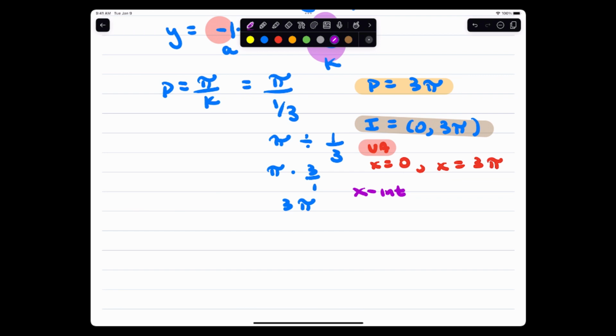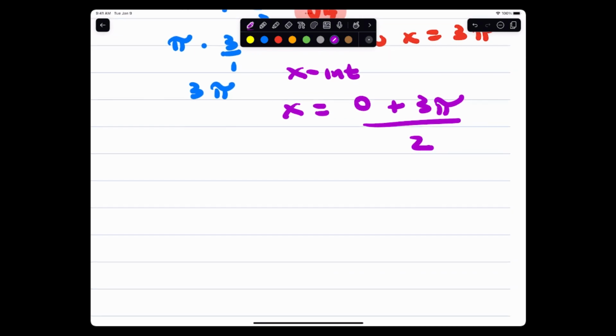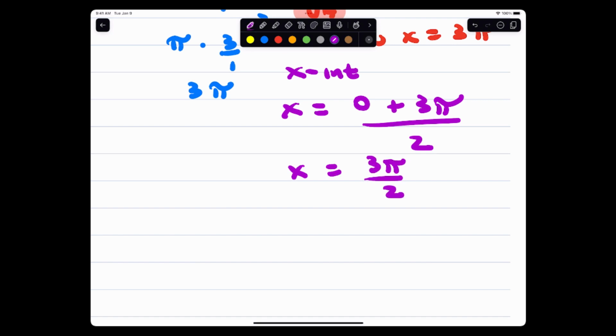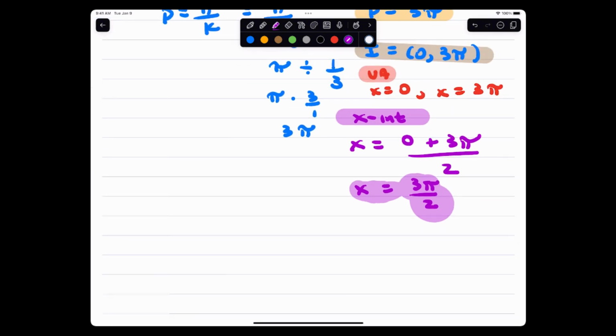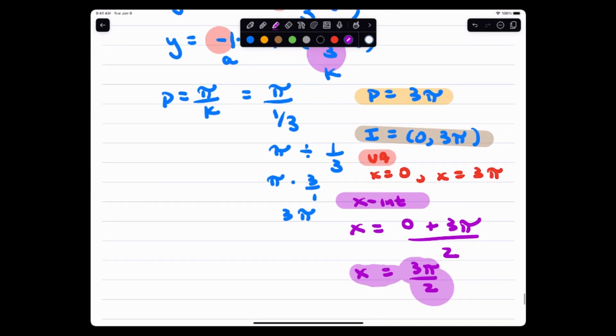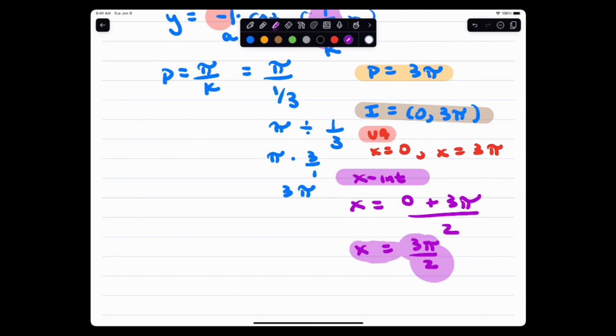X-intercepts. Or the x-intercept. You say, how do I get that? Well, that's midway between the vertical asymptotes. Again, midway between your vertical asymptotes. And then, what's 0 plus any number? Itself, that's 3 pi. And then you're dividing by 2. So, ladies and gentlemen, there's your x-intercept. So it's based on the definitions and arithmetic.